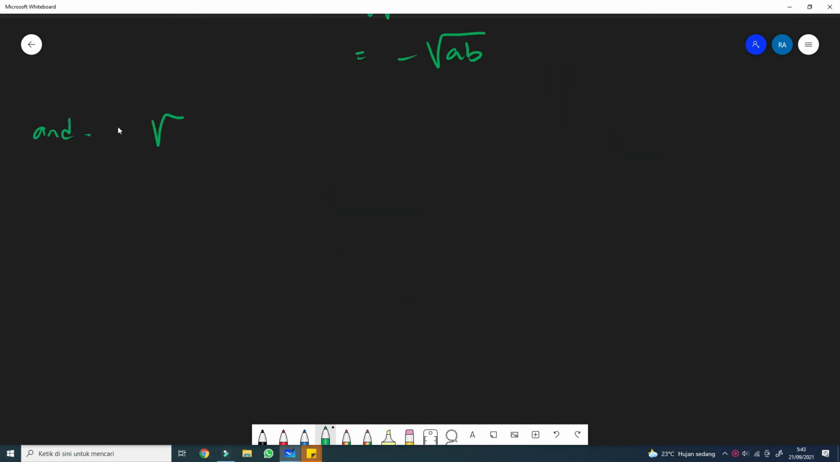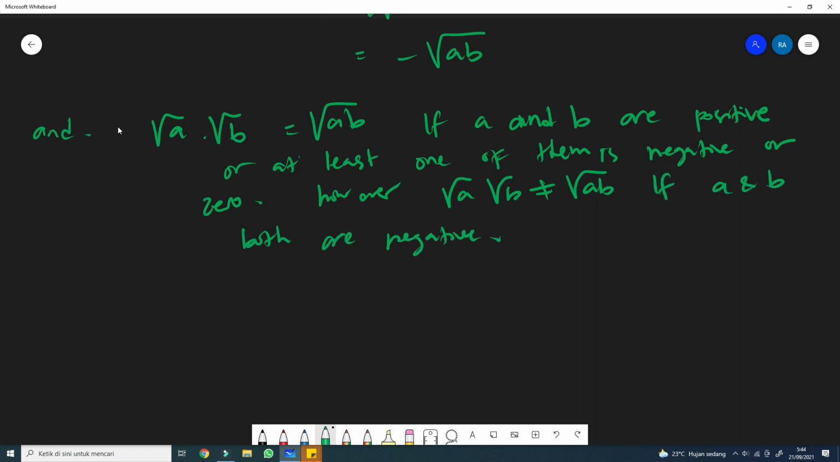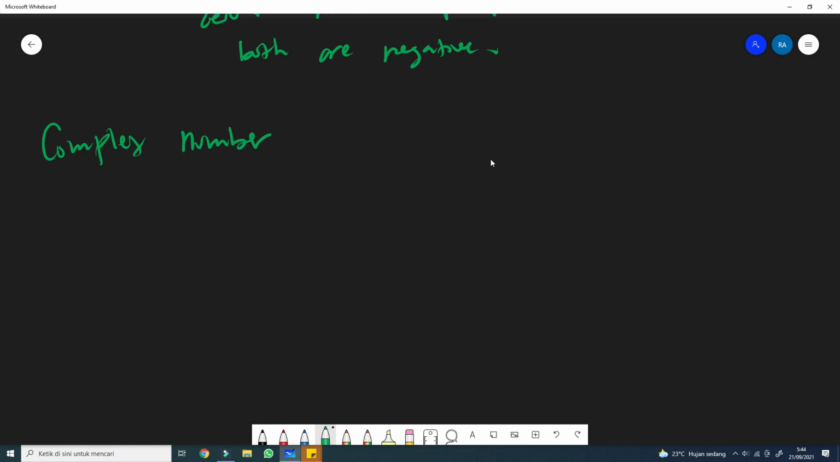And root of a times root of b equals root of ab if a and b are positive, or at least one of them is negative or 0. However, root of a times root of b is not equal to root of a times b if a and b are both negative. Now we move to the complex number.